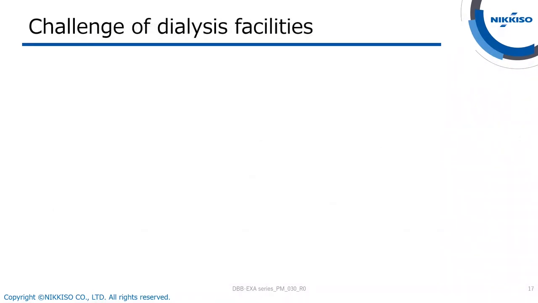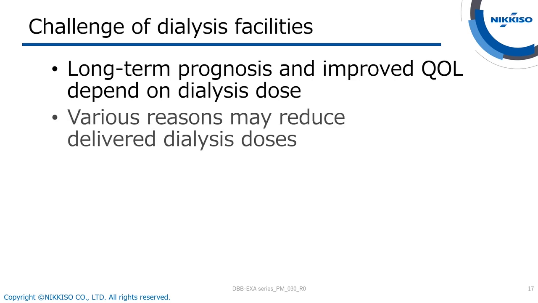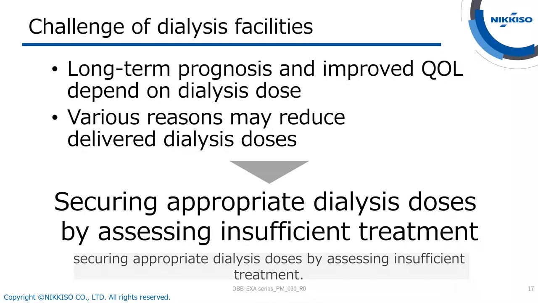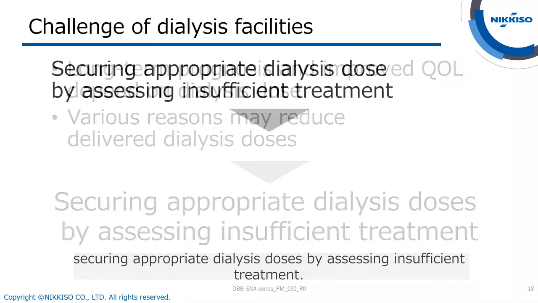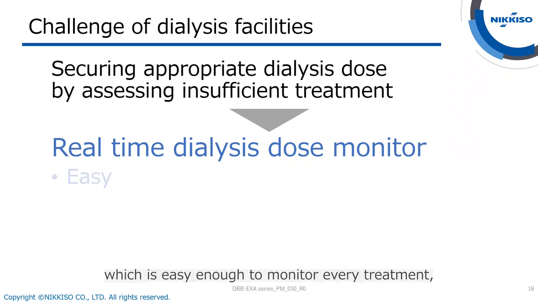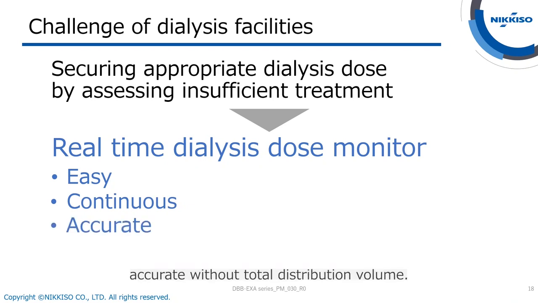Challenge of dialysis facilities. Long-term prognosis and improved QOL depend on dialysis dose. Various reasons may reduce delivered dialysis doses. Therefore, the challenge of dialysis facilities is securing appropriate dialysis doses by assessing insufficient treatment. Real-time dialysis dose monitor is the key to assess insufficient treatment on time, which is easy enough to monitor every treatment. Continuous without measurement interval. Accurate without total distribution volume.